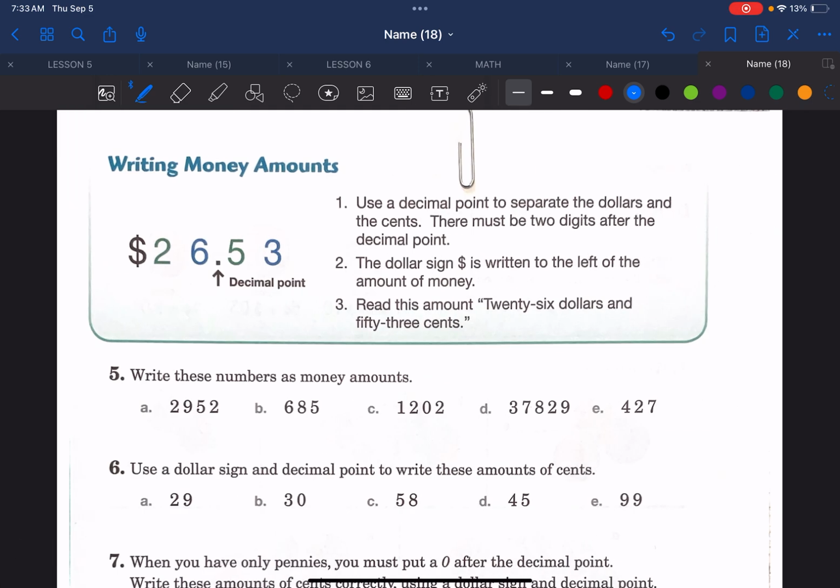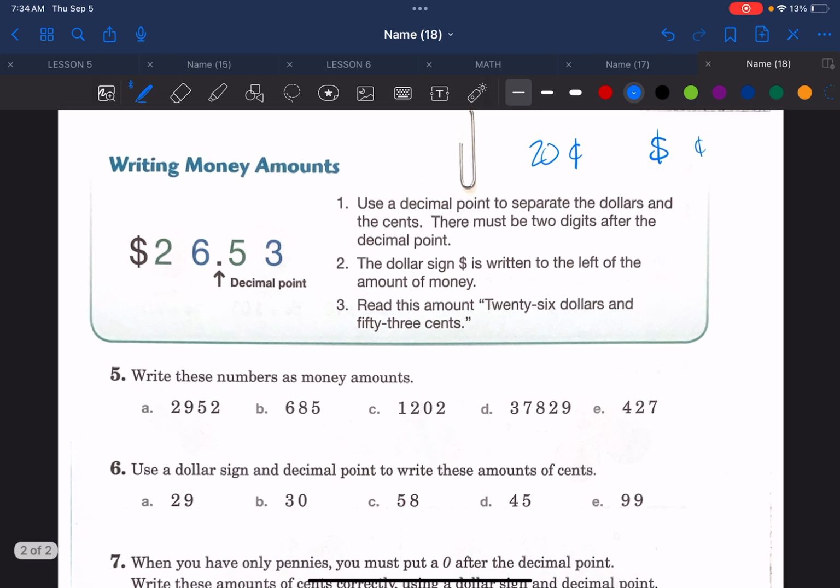On the back side is just learning how to write money amounts. A lot of times you've written money like this so far with a cents sign. You never ever use both a dollar sign and a cent sign in the same problem. So we're going to start learning to use a decimal point and a dollar sign. Use a decimal point to separate the dollars and the cents.